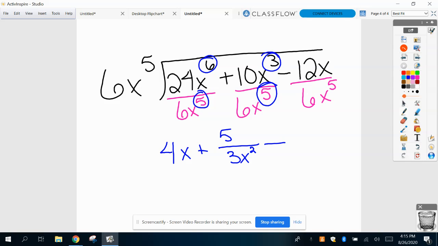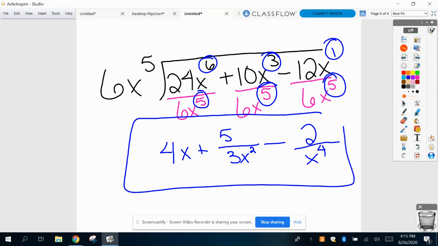Last term, 12 divided by 6 is 2. 1 minus 5 is -4. And when it's negative, it goes on the denominator. And then this would just be our final answer.